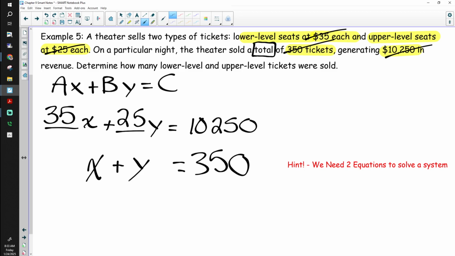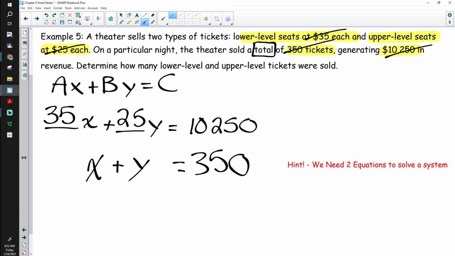Do you know why we need two equations? How many mysteries are there in each of these equations? How many variables are there? Two variables. You can't solve one equation that has two mystery values, two variables. In order to solve an equation that has two variables, you need to have two equations. If we had three variables, guess how many equations we would need? If we had 5 variables, then we would need 5 equations. That's how a system works.